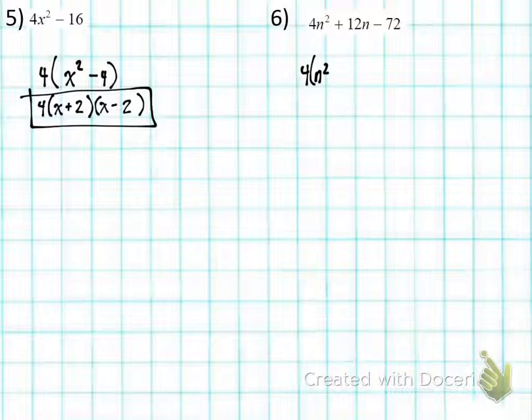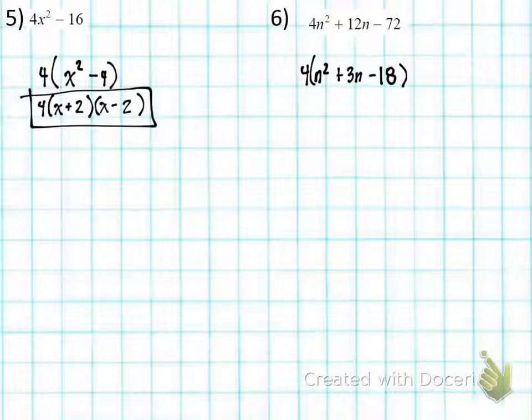Okay, continuing. Hey, I need you to focus. We're almost done. 12n divided by 4 is? 3n. Okay, negative 72 divided by 4 is? Negative 18, right? That sounds right, because 4 times 20 is 80, and 72 is 8 less.